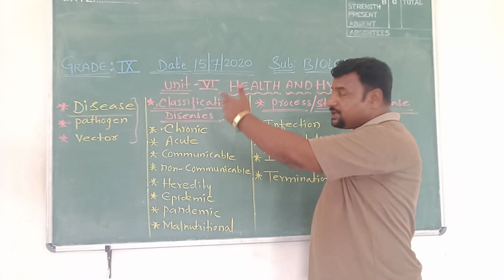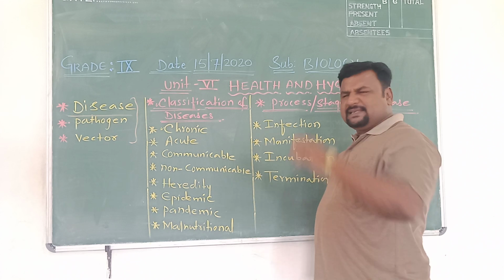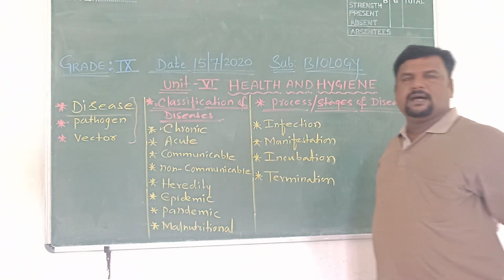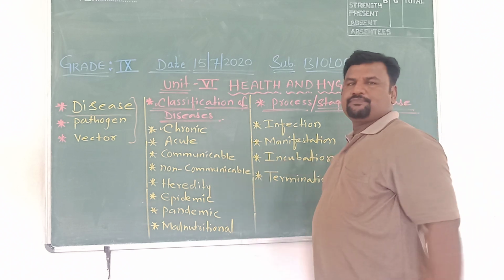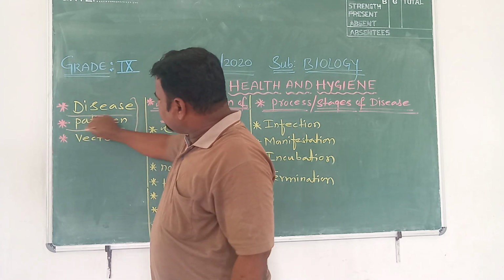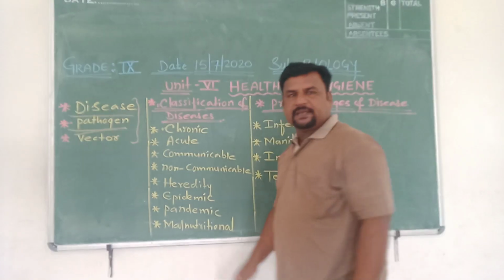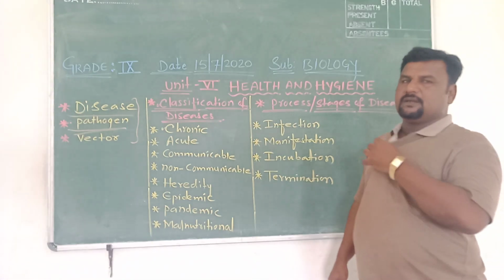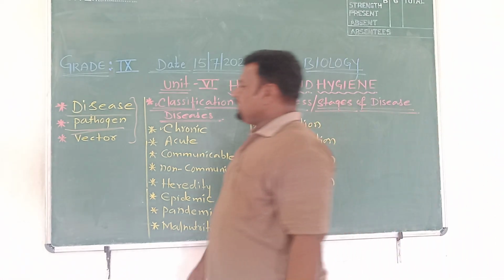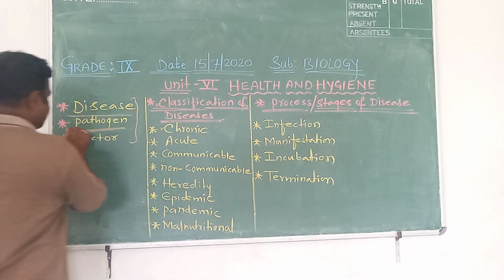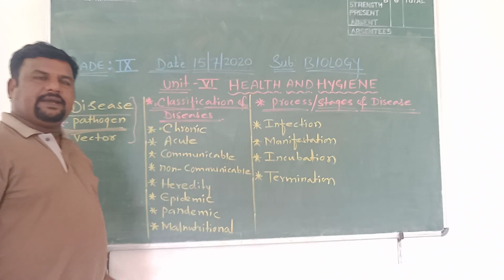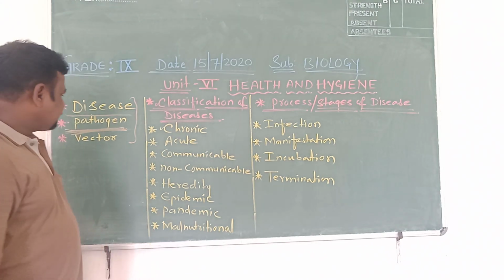And what is the definition for disease? Disease is a condition in which the normal functioning of the body is affected, either temporarily or permanently. After disease, the next term is pathogen. What is pathogen? Pathogen is a disease causing organism. Any disease causing organism, we can call it a pathogen.